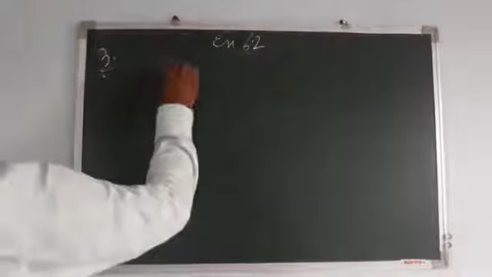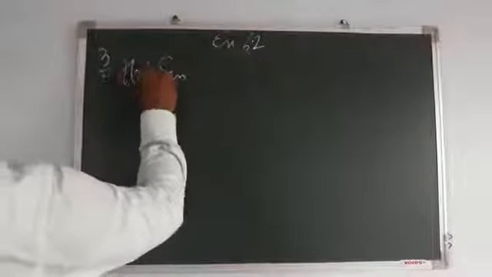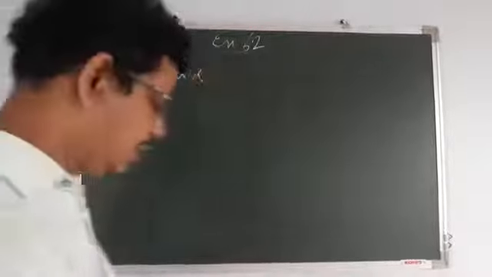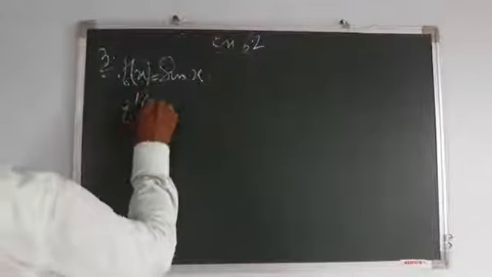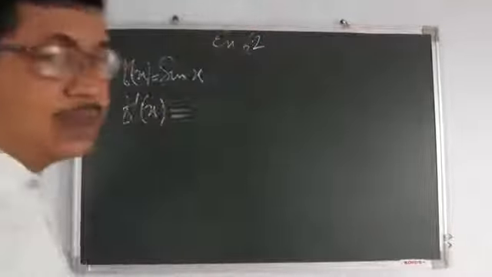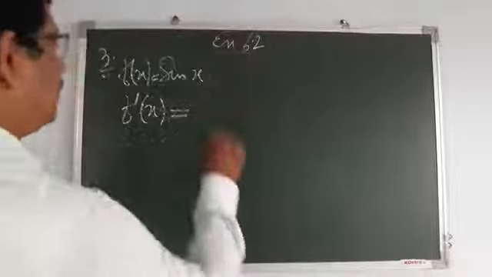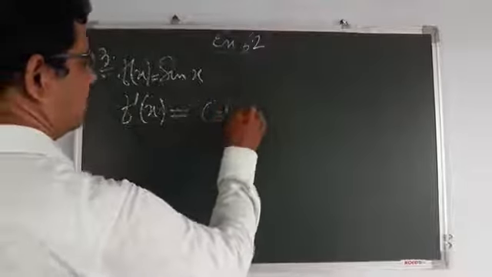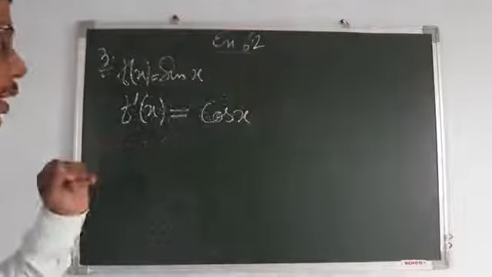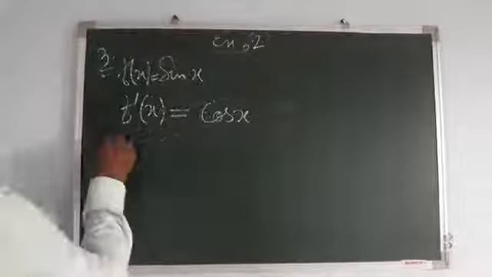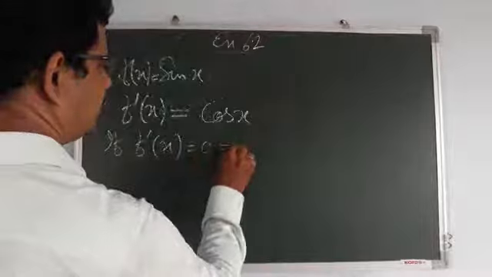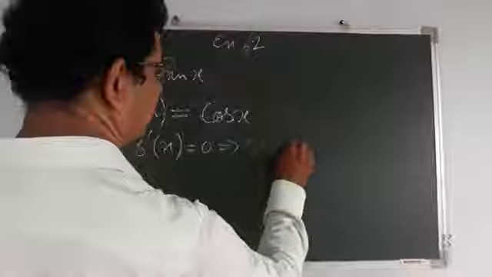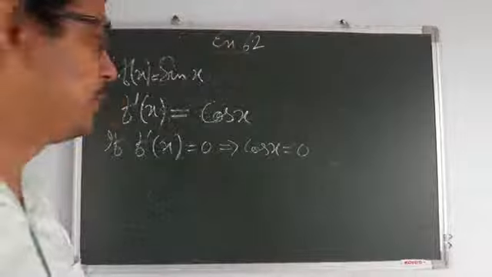We write first, f(x) is sin x. Now see the procedure, how to do this type of sum. If we differentiate f(x), it will give f dash x. Sin x differentiation is cos x. If f dash x is 0, this implies cos x is 0. F dash x is cos x.